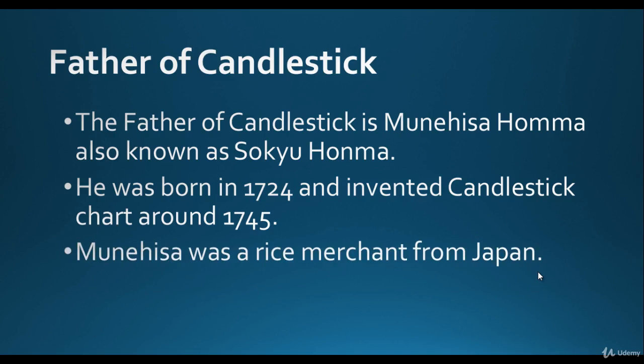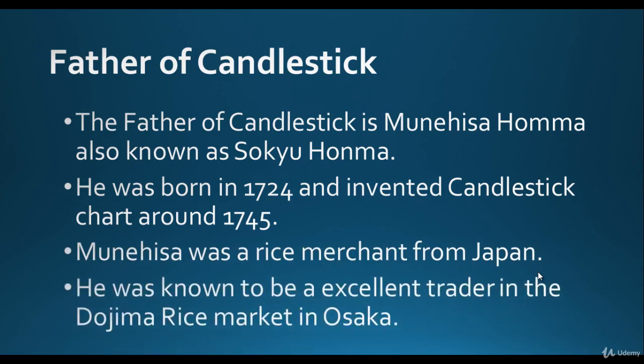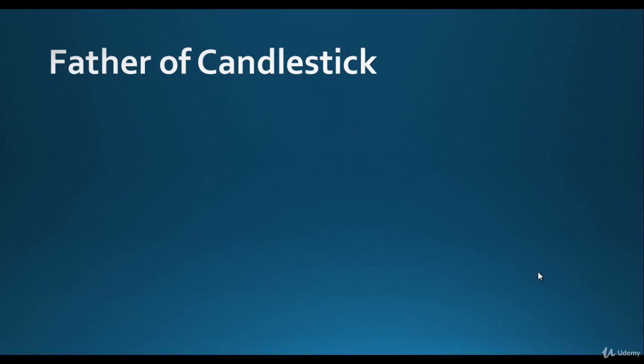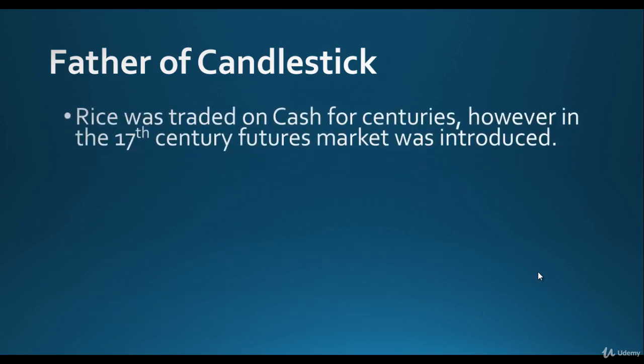Now Munisa was a rice merchant from Japan, so he used to trade rice. And he was known to be an excellent trader in the Dojima rice market in Osaka. And the reason? It is candlestick. Rice was traded on cash for centuries, what we call the spot market. However, in the 17th century, futures market was introduced.